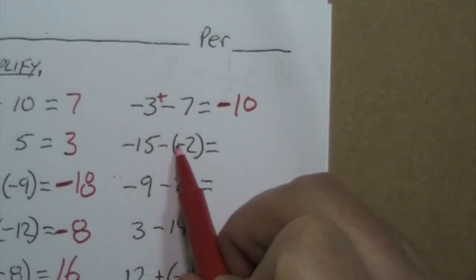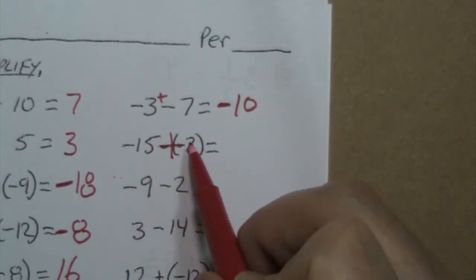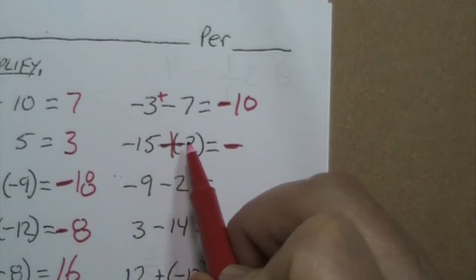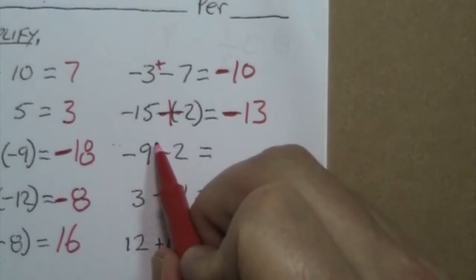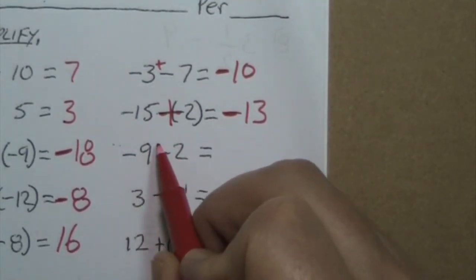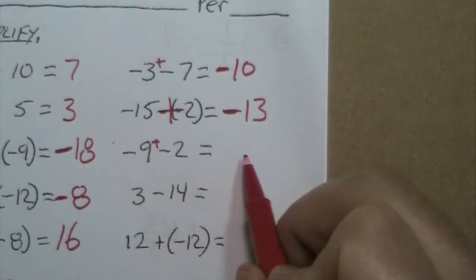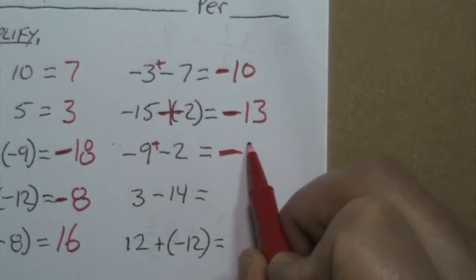Okay, oh, here's our double negative. So I have 15 and 2. There's more negative. My answer is negative. So 15 take away 2 is 13. Next one, I see that they're both negative. Okay, that's like saying and negative 2. So my answer is negative. I just counted up. 9 negatives and 2 negatives makes 11 negatives.